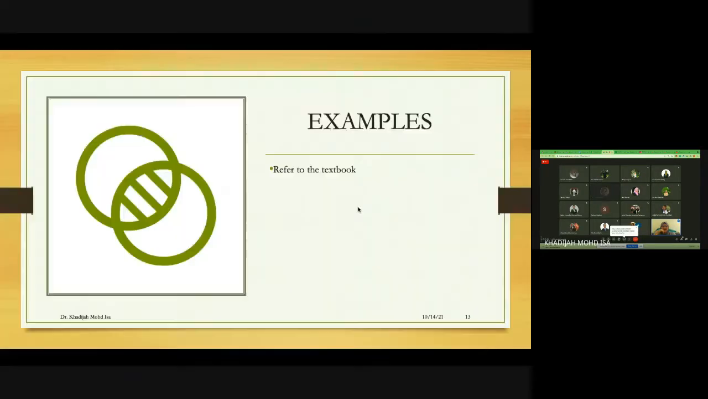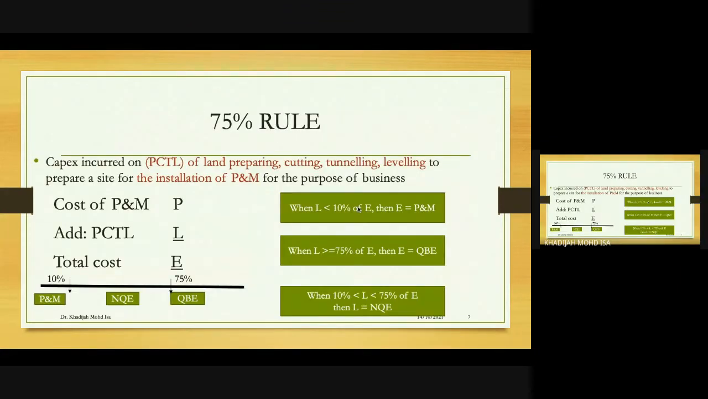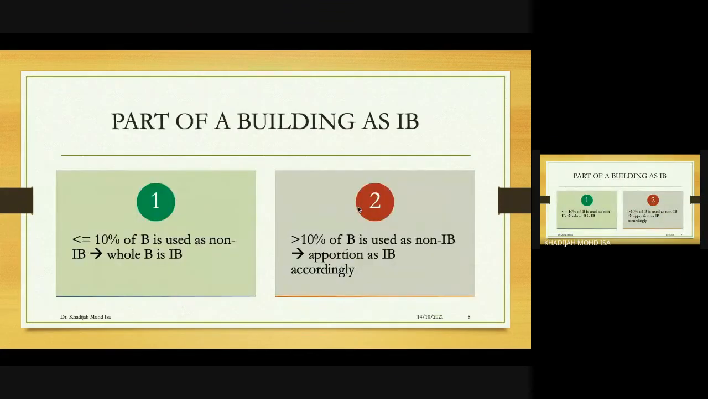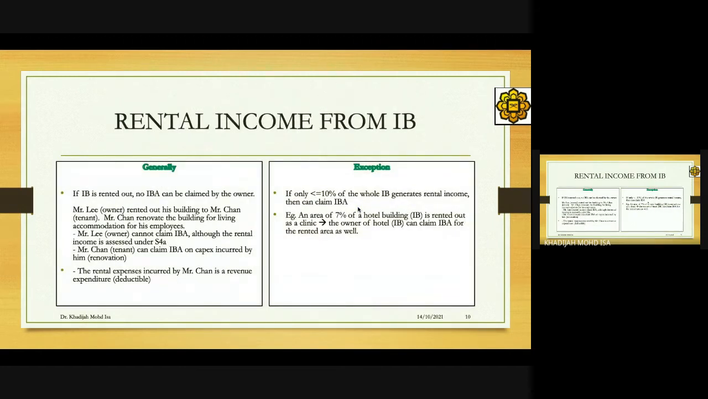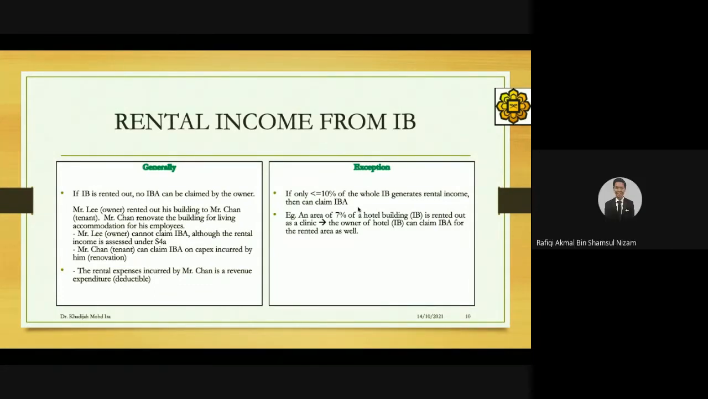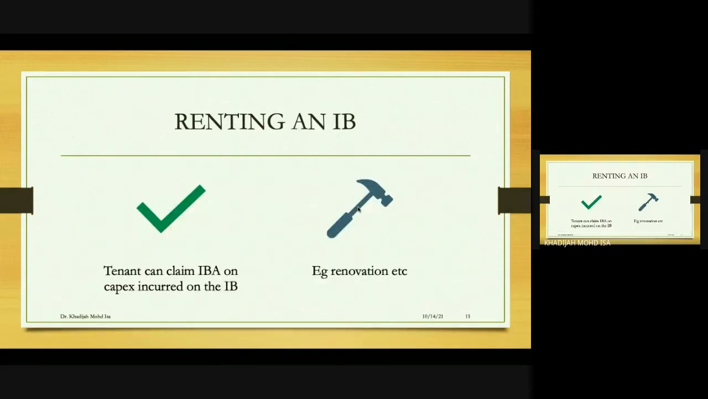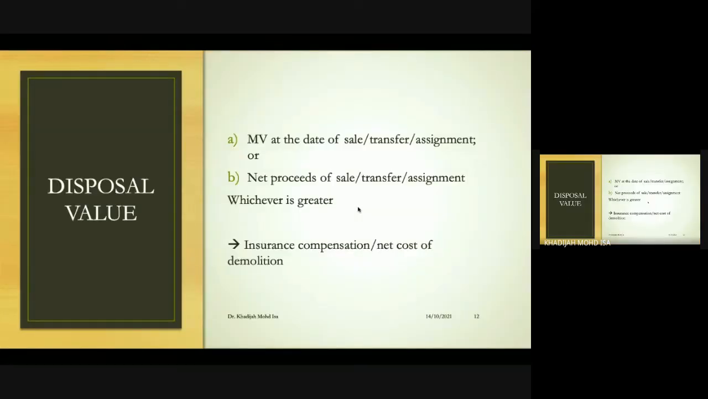This is the one that I was referring to earlier: the 75% rule, part of building as industrial building, the 10% rule, and then different initial allowance rates, and the rental income from industrial building. Okay, can you see? Yeah. Okay. Right, disposal value. Okay, let's look at the example in your textbook.